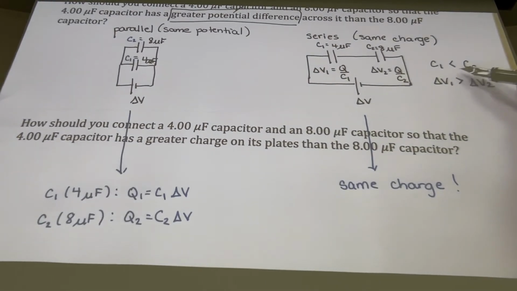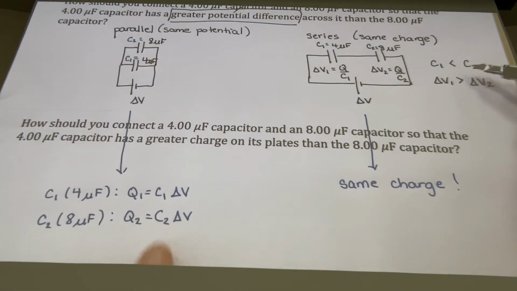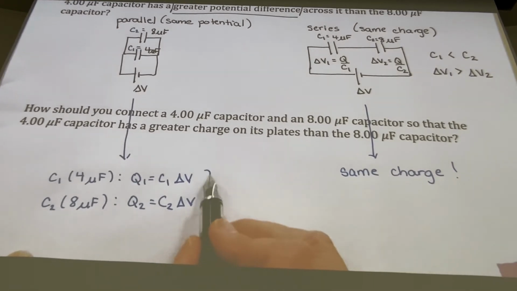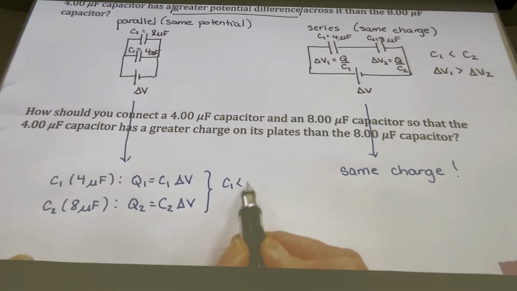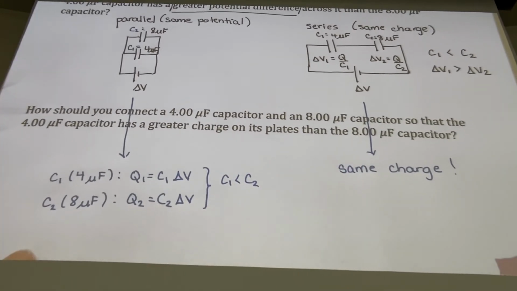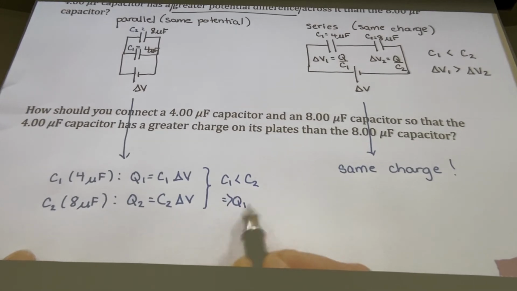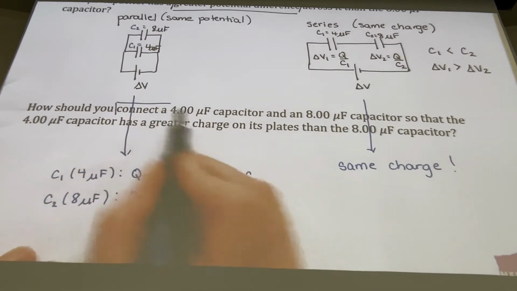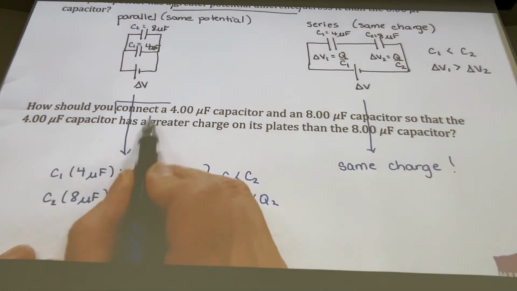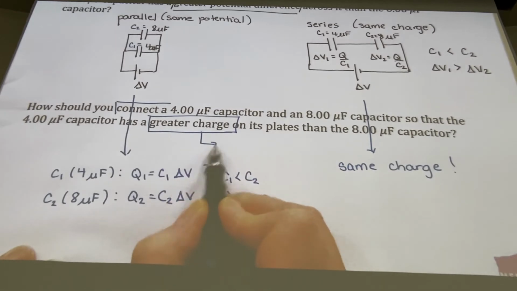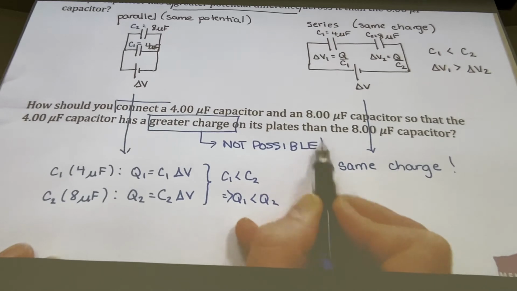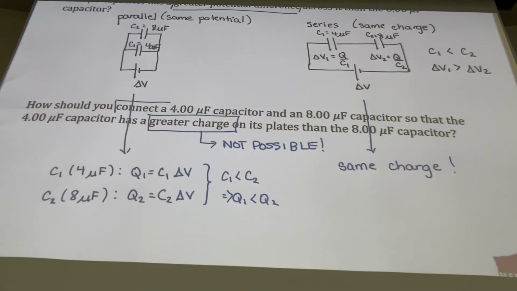Let's apply sort of the same thought process here. What does knowing the relationship between the capacitances tell us about the charges? C1 is less than C2 because 4 is less than 8. That means Q1 is less than Q2. So the answer to our question, how should you connect it to get greater charge? Not possible. So if we only have 2 combinations of connections, neither one of those works.